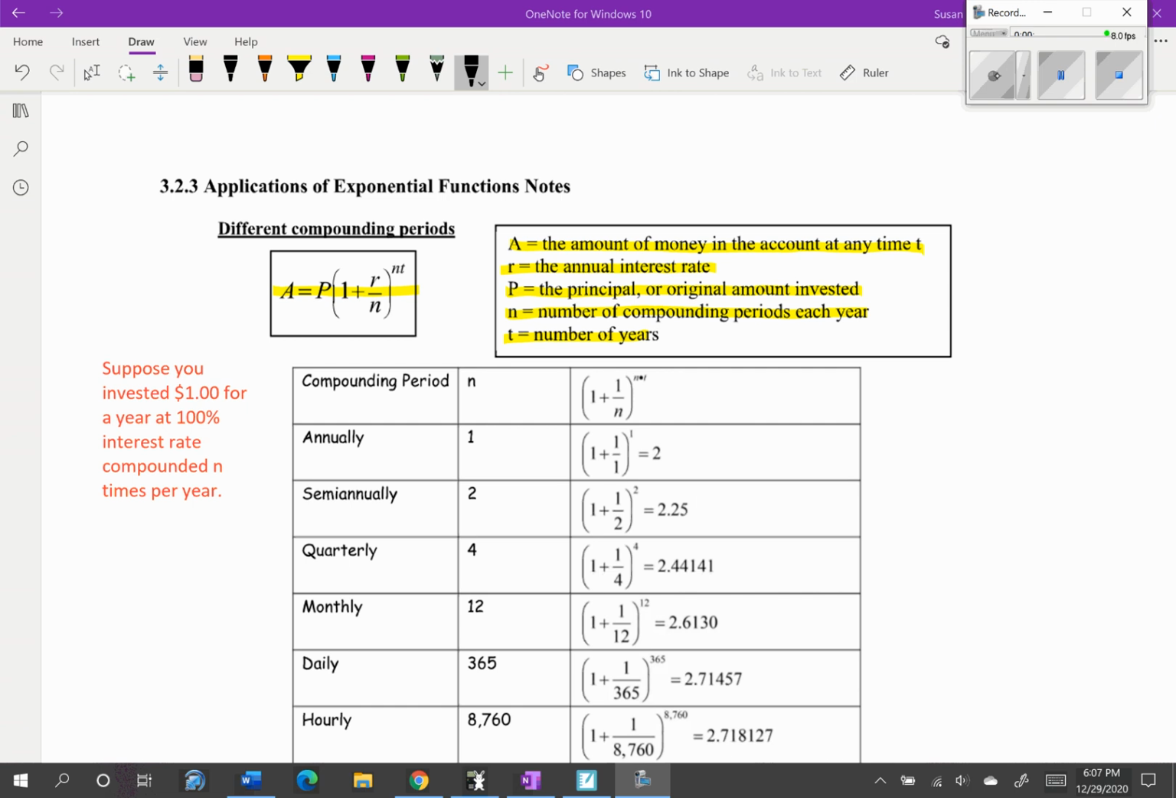Today we're talking about applications of exponential functions, which is something that we did last year. So this should be a review. We talked about different compounding periods, which is A equals P times 1 plus r over n to the nt power, where A is the amount of money in the account at any time t. The r value is the annual interest rate, P is the principal or starting amount, n is the number of compounding periods each year, and t is the number of years.